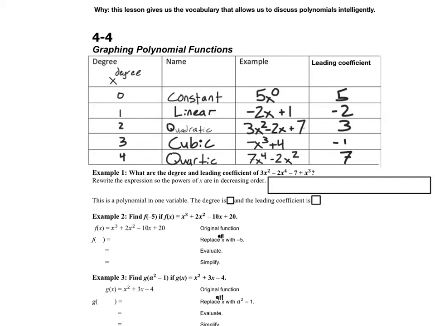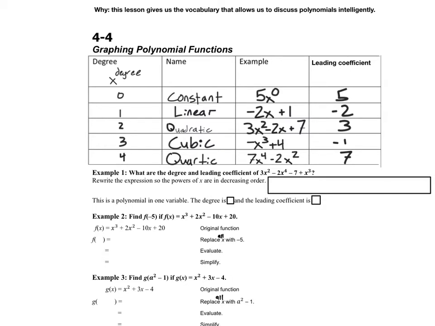Alright everybody, we're going to pick back up on 4.4 where we left off. We had just filled out the chart where we learned about the names of the different degrees and the leading coefficients. So let's get some practice with it.